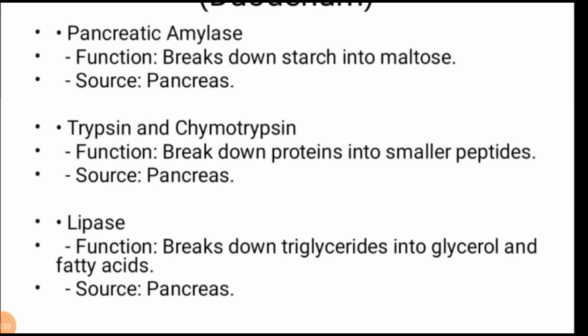Just don't be scared about the big names. Triglycerides is just simple fat. So you can simply say it breaks down big chunks of fats into fatty acids. You can say it breaks down fat into fatty acids. It's still correct. So the source is still the pancreas.